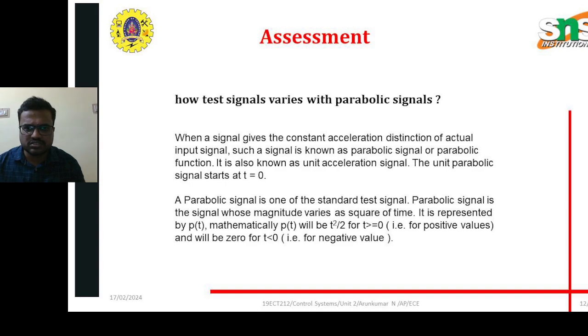The unit parabolic signal starts from t equal to 0. A parabolic signal is one of the standard test signals. A parabolic signal is a signal whose magnitude varies as the square of the time. It is represented by p(t). Mathematically, p(t) will be t square by 2 for t greater than or equal to 0, which is a positive value, and will be 0 for t less than 0, the negative values. Based on these two values, we can set the initial value as t square by 2. From this, we can find the information given to the input signal based on these parabolic signals.